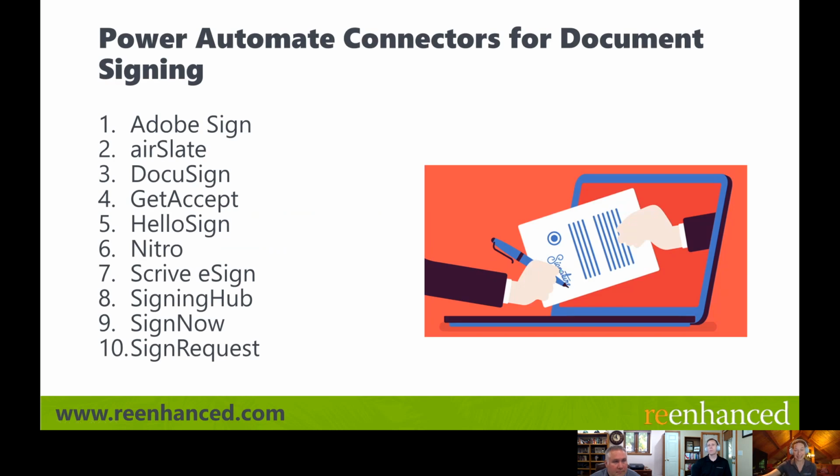And as of today, what is today? Monday, September 28th, 2020, there are 400 active connectors for Power Automate. So out of those 400, there are 10 connectors that are focused primarily on document signing. There are many others that have it as part of their suite of solutions, but these are the 10 as of today that offer a document signing solution.